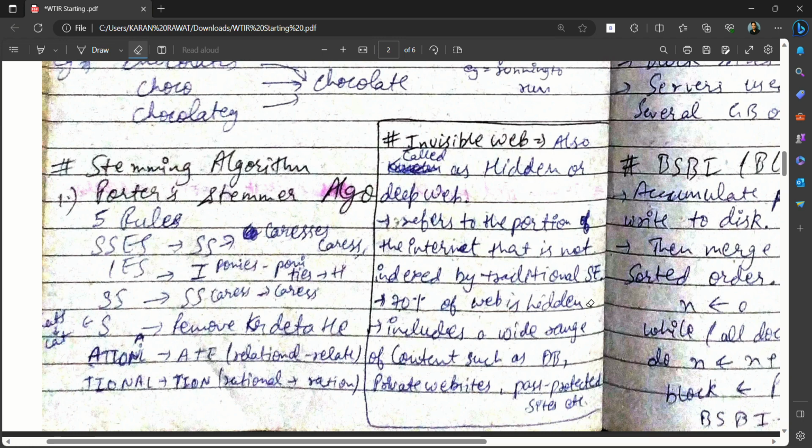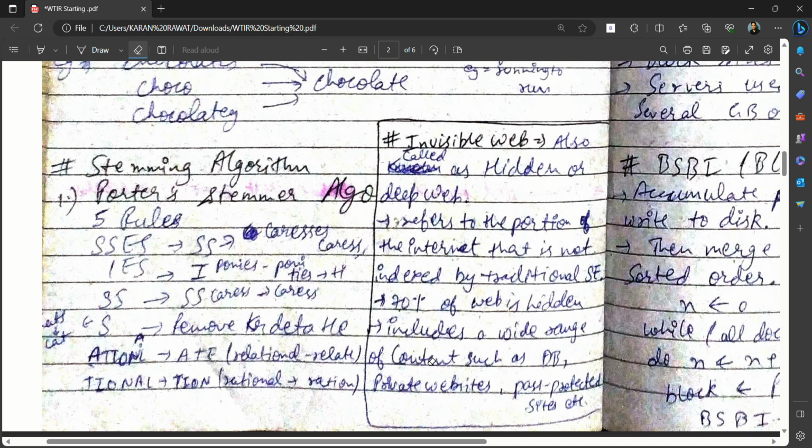So the invisible web is the portion of the internet that is not indexed by the search engine. Now you will be surprised to know that 70% of the web is hidden. The web which you are accessing is only 30%, and 70% of the total is still hidden, not indexed by the traditional search engines. If it is not indexed, we can't access it, we can't see it. That's why it is known as the hidden web or invisible web.